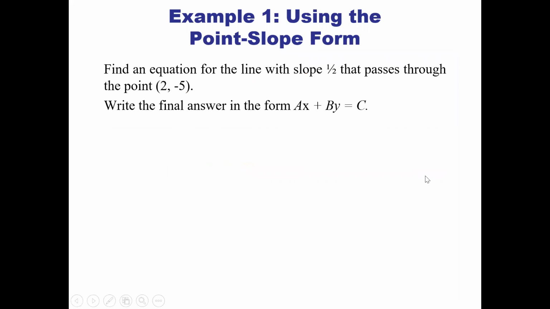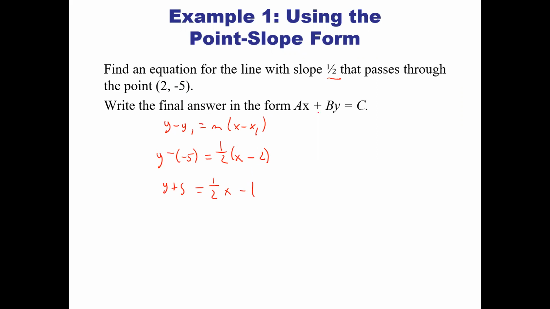All right, so it says, find an equation for the line with a slope of 1/2 that passes through the point 2, -5. So remember, we have to use y minus y1 equals m times x minus x1. So 2 is going to be x1, and -5 is going to be y1. So we're going to have y minus -5 equals 1/2 times x minus 2. And so that's going to be y plus 5 equals, now I'm going to distribute this. So it's going to be 1/2 x, and distributing that, it's going to be a minus 1.